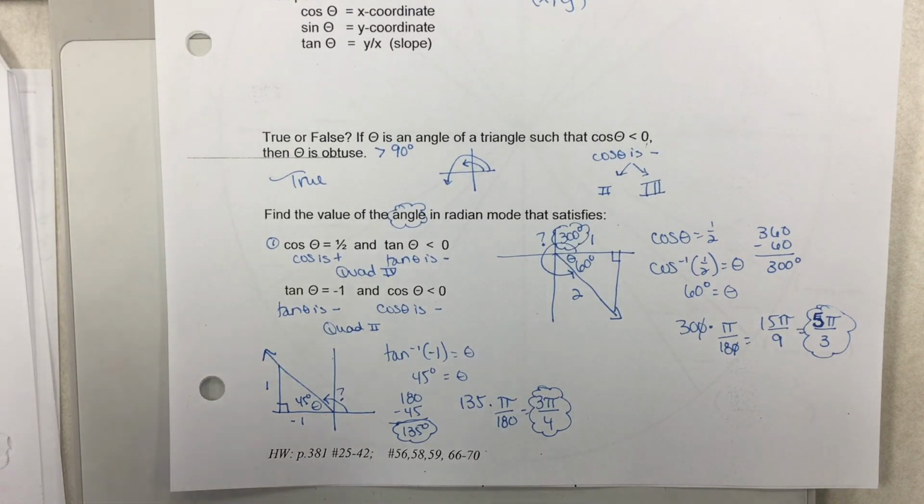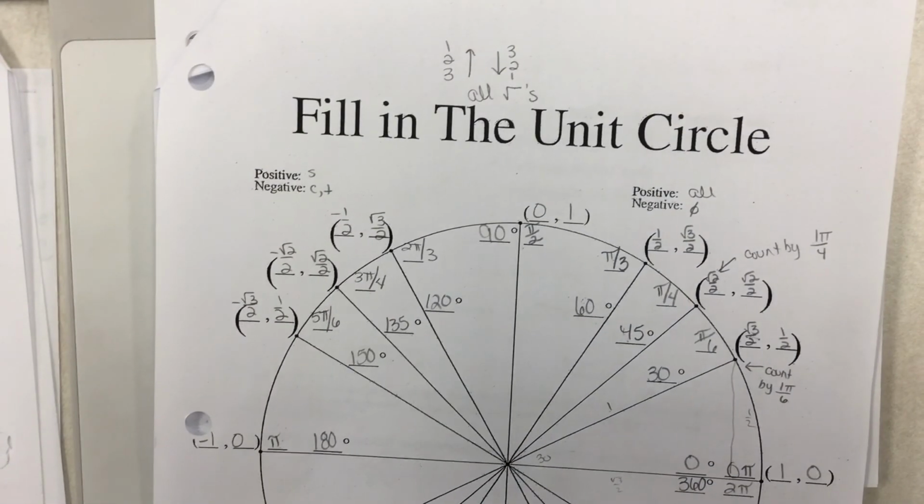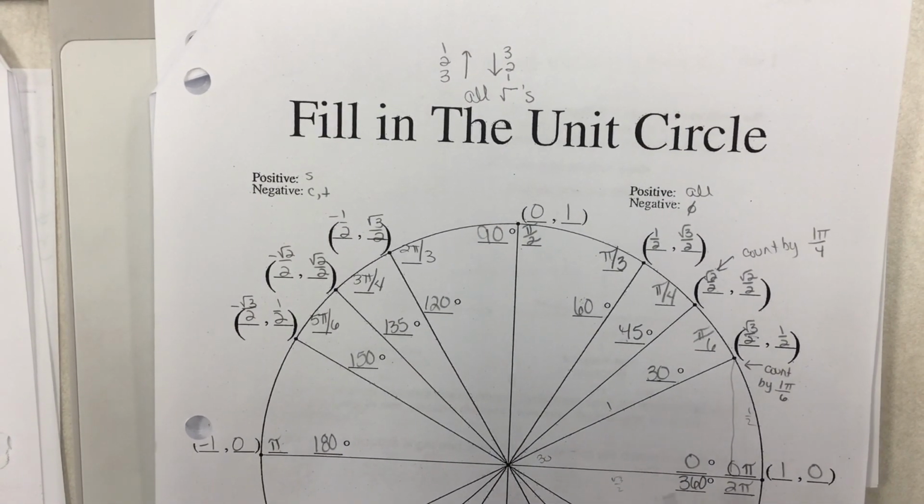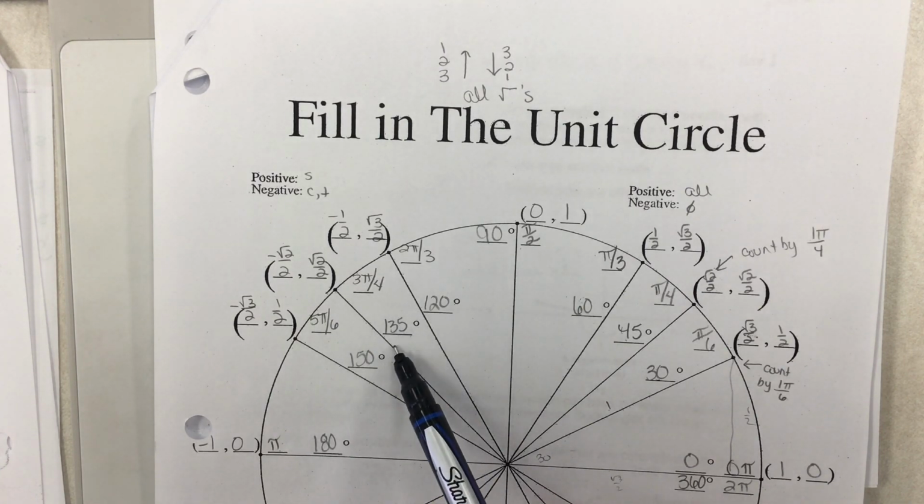But I tell you that on Friday you will have this, so I go to the unit circle, and on this particular unit circle the tangent's not there, but it would be here, and I see 3 pi over 4, and I see 135. Okay?